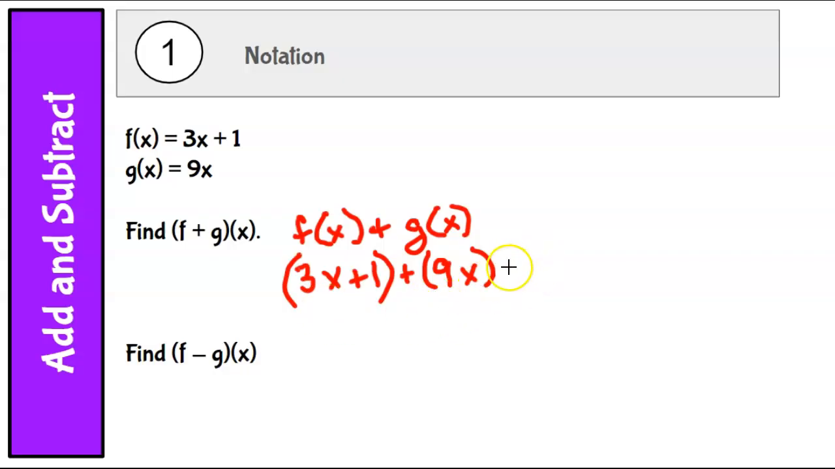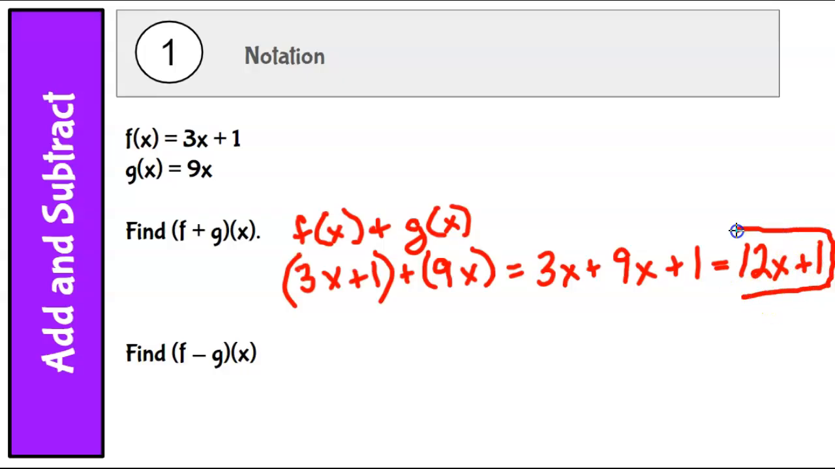So we can add 3x and 9x together, which is 11x. Nope, just kidding. Making sure you're paying attention. 12x plus 1, and that's it. That's my answer. It's not asking me to evaluate this or anything. It's just asking me to add them together. And I did. Woohoo!